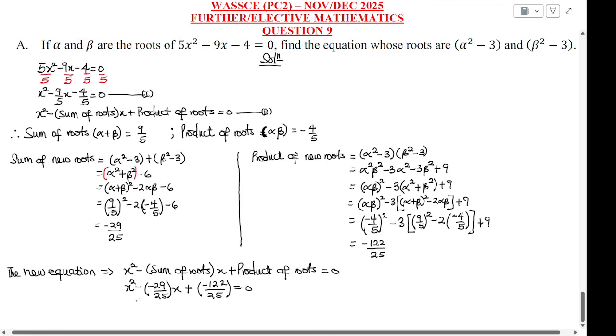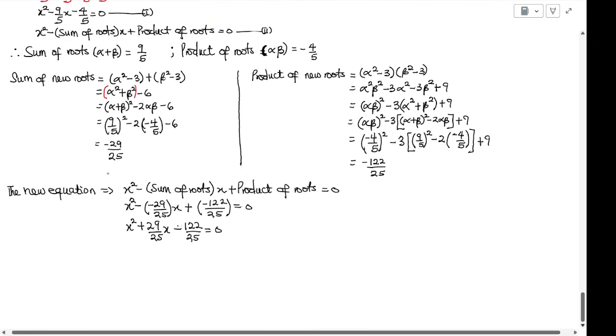So expanding all the brackets gives me x squared plus 29 out of 25 x, and then minus 122 out of 25 equals 0. And you know we can't leave our answer in improper fraction. So we multiply through with the LCM. The LCM is 25. So this gives us 25x squared plus 29x minus 122 equals 0. So this was the answer that was expected from students in this question.